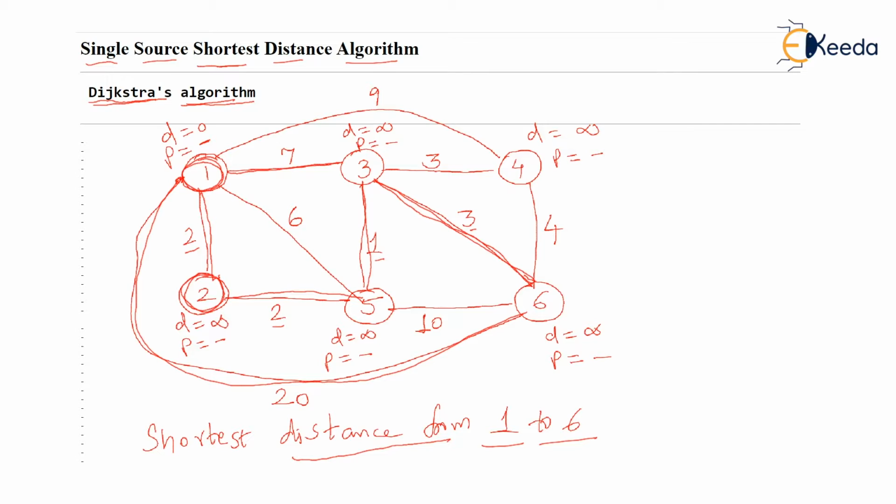Just see, if the problem was find out shortest distance from 3 to 6, imagine third vertex was our source, then the initialization would be distance at third vertex, that is d will be 0 at third vertex, but d will be infinity at all other vertices including 1. So whoever is the source, its d is always initialized to 0 and other distances are infinity.